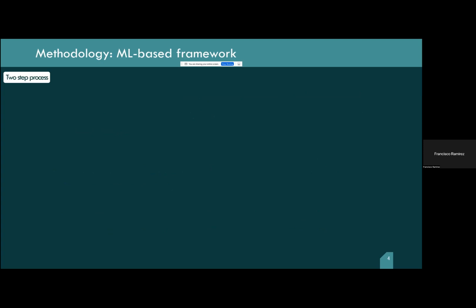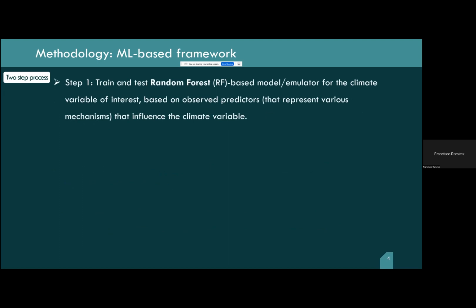Okay, moving on to the methodology, the framework consists of 2 steps. The first step is to develop a random forest-based emulator for the climate variable of interest. These models are trained on observed predictors that represent the mechanisms driving the climate variable of study.